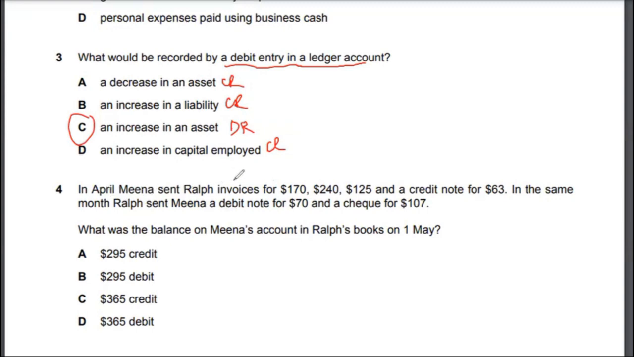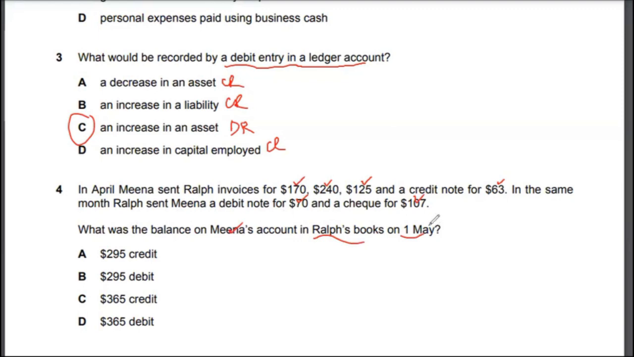Let's look at multiple choice 4. In April, Mina sent Ralph invoices for $170, $240, $125, and a credit note for $63. In the same month, Ralph sent Mina a debit note for $70 and a check of $107. What was the balance on Mina's account in Ralph's book on 1st May?